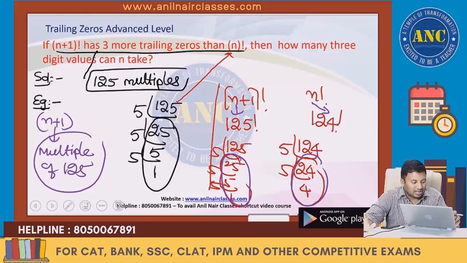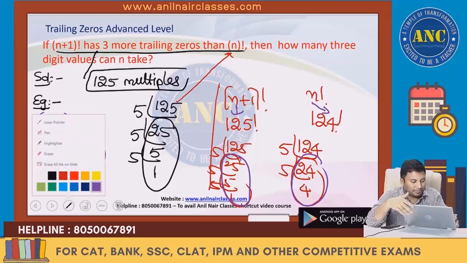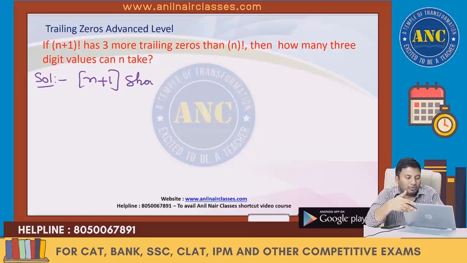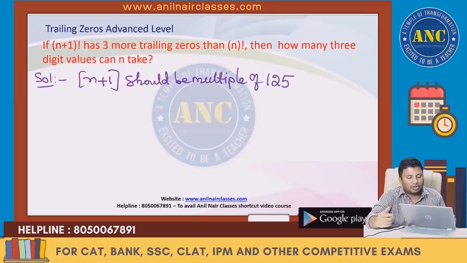So please write down that point. Previous question, n and n minus 1. Now it is n and n plus 1. So that means, conclusion, solution: n plus 1 should be a multiple of 125.